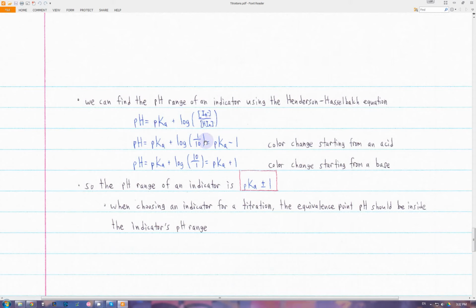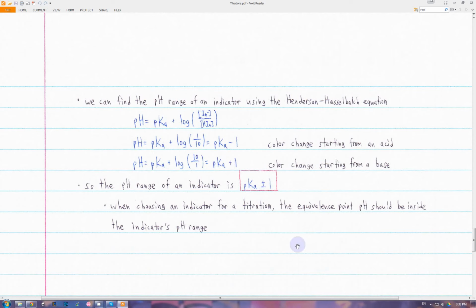So this tells us that the color change will happen when the pH is equal to the pKa of the indicator plus or minus 1. So for any indicator, we just take the Ka value of it, and then we take the negative log of that, and the pH range will be the pKa plus or minus 1. So if we start from a basic solution, then the color change will occur when the pH is equal to the pKa plus 1. Whereas if we start from an acidic solution, the color change will happen at pKa minus 1.